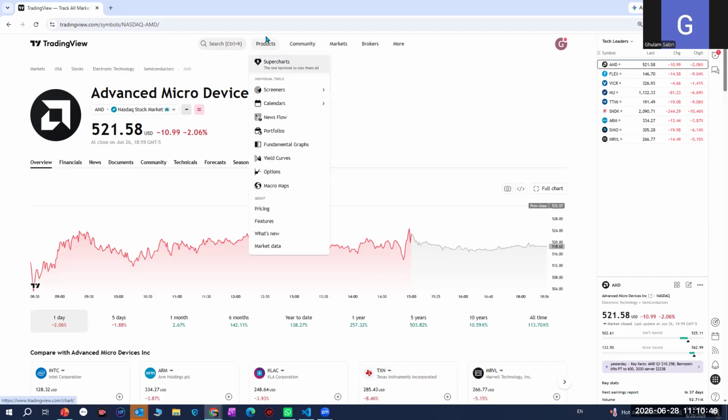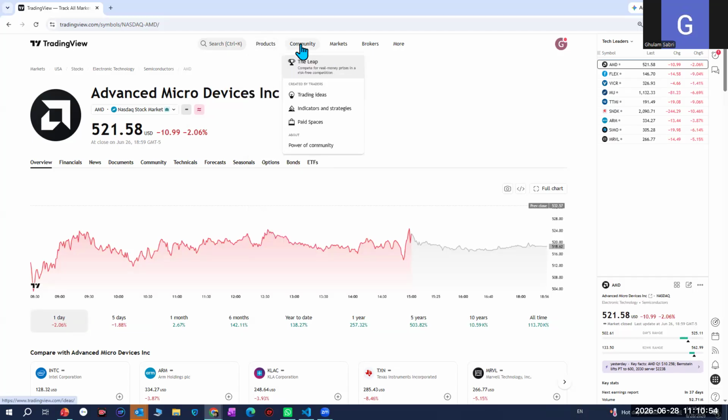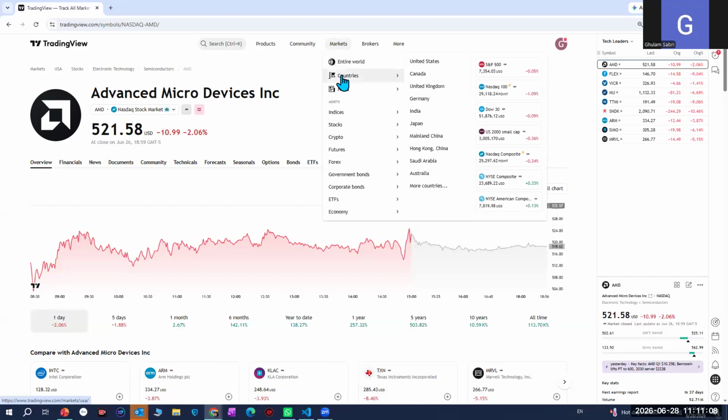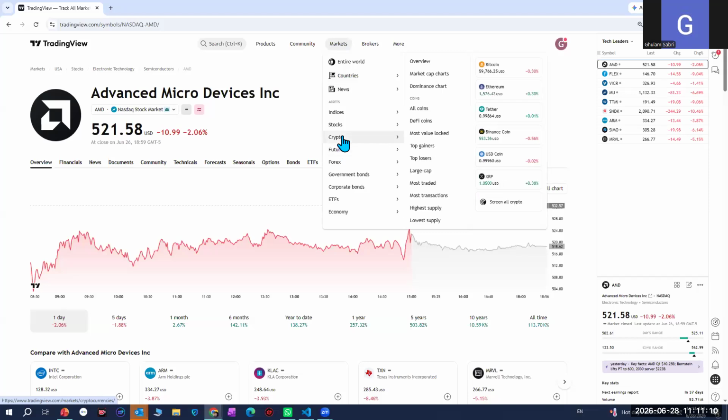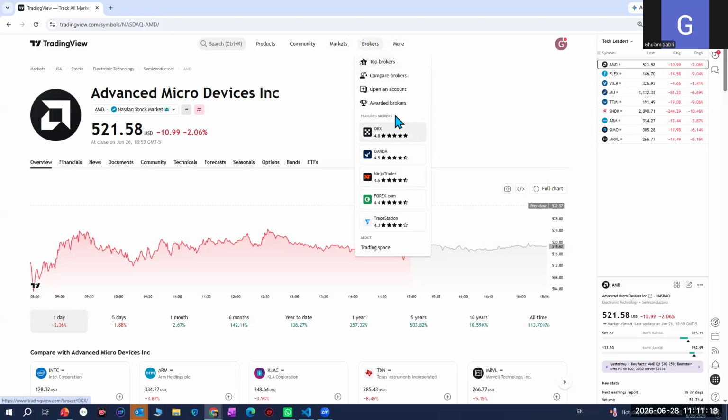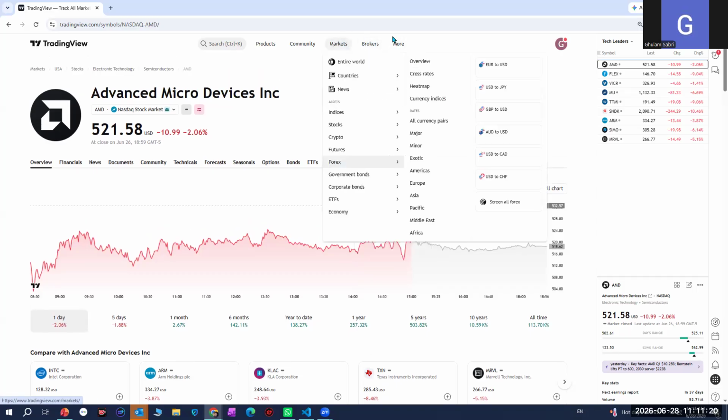Now, to start with the basic chart, you go to this products and super charts. And we also have a community. I think we probably will look into that so we can have a community in the trading view. And then we can discuss within the community our trading ideas and strategies and indicators. And across the world, like I said, you can go into the different market, different countries, cryptos, all cryptos are here, future products are here, Forex here, even bonds, ETFs. And these are the brokers which TradingView supports.